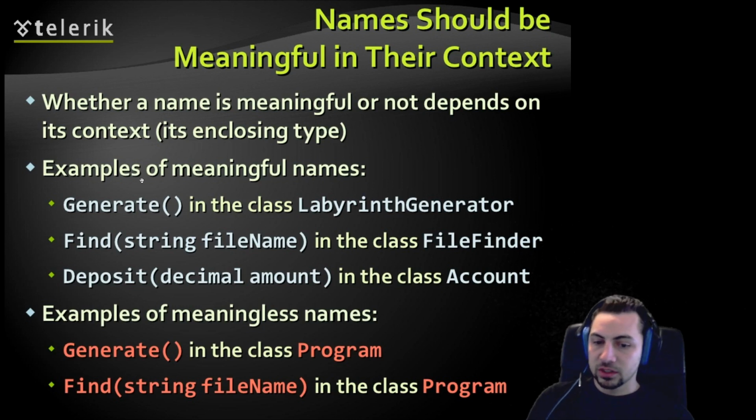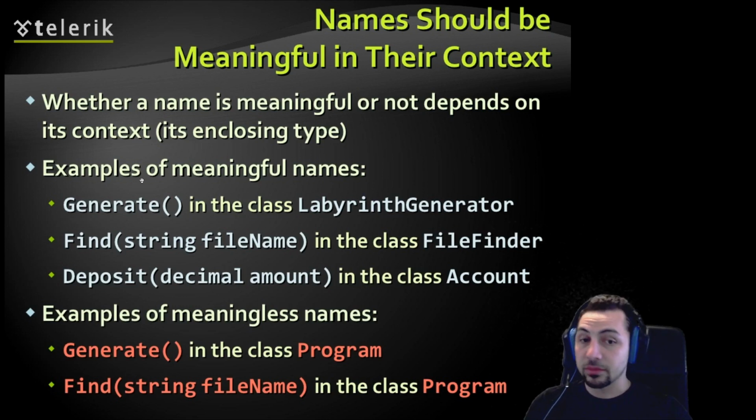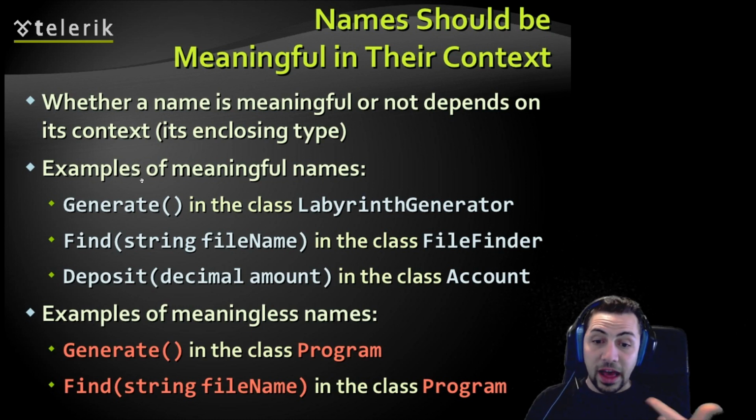So we were mostly talking about methods. Things like generate by themselves aren't meaningful. Sometimes the context has to imply what they do. So in a class called labyrinth generator, the generate method probably generates labyrinths. In a class called file finder, find with a string variable named file name is going to find a file called file name.